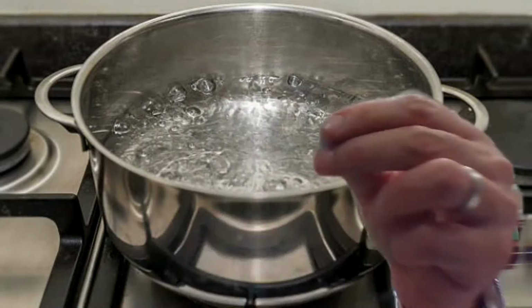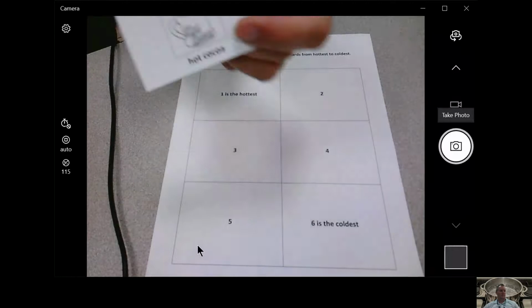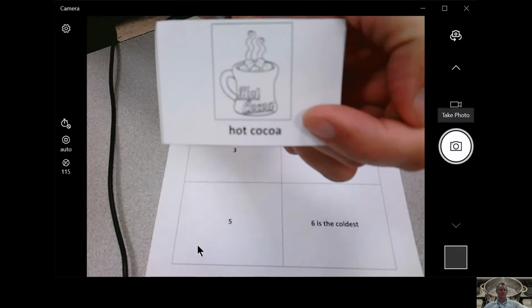So we're actually going to use some picture cards here, and we're going to sort them. So here's some of the cards. Can you see that? Actually, let me turn to my camera. You'll actually be able to see it a lot better, not in the boiling pot of water. So bringing my camera up here. All right. So here is my first card. I have hot cocoa.